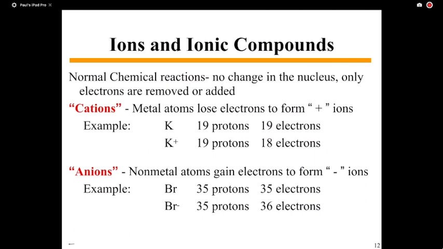Remember that an ion is when an atom becomes charged. It has an imbalance of protons and electrons. Remember, chemistry is only changing electrons. And so an atom that loses an electron and becomes positive is called a cation. And when an atom gains electrons and becomes negative, it's called an anion. Any atom that has charge can be generally called an ion.